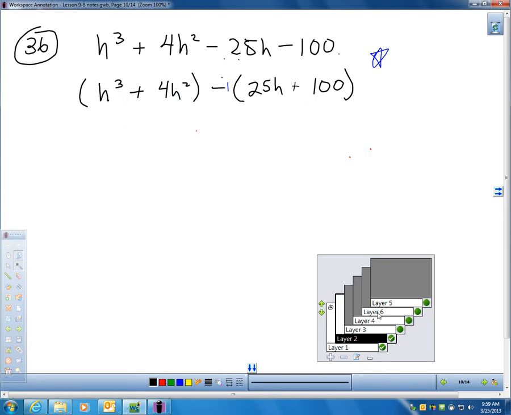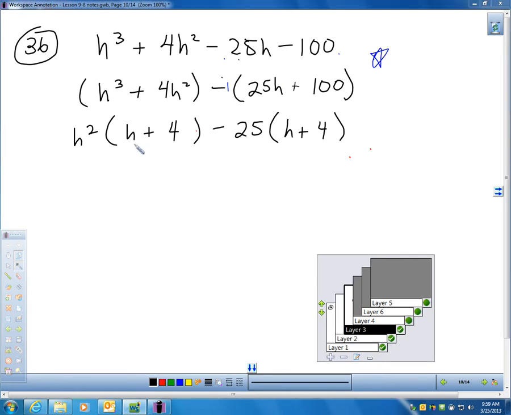I have a common factor here of h squared that I can factor out, and I can definitely divide each of these by 25, factor out a 25, and now you notice that, wait a minute, I got a binomial that is in common. I got h plus 4 and h plus 4, I can factor that out. And when I factor out the h plus 4, I get h plus 4 times h squared minus 25.